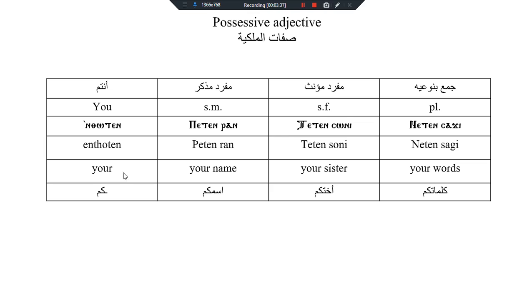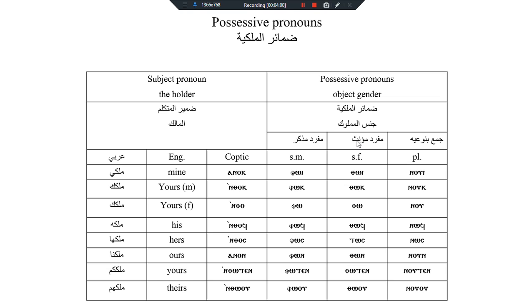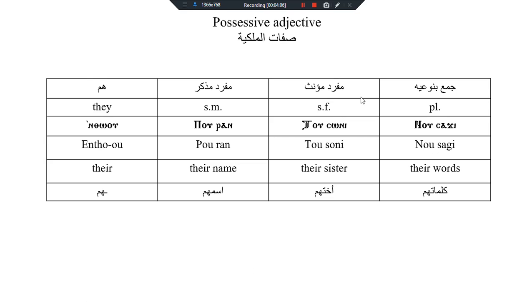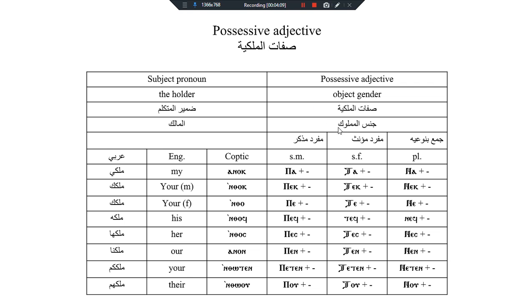When it has to do with you, plural, when I say your name, Bitinran, your sister, Titinsoni, your words, Nitinsaj. When it has to do with their, I say their name, Puran, their sister, Tusoni, their words, Nusaj. Here we have the possessive adjectives. Adjective is followed directly by the noun. So after each one of those, there is a noun following.